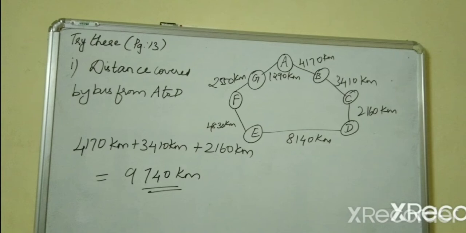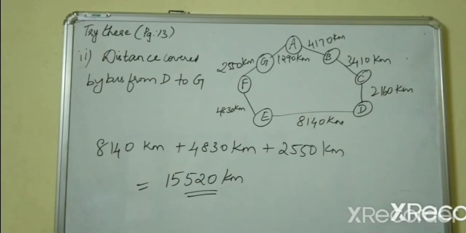Looking at the picture, A is here and D is also given. The distance covered from A to B is given, B to C and C to D is also given. So we have to add all the three. If we add all the three, we will get 9740 kilometers, which is the distance covered by bus from A to D. Our next question is the distance covered by bus from D to G.